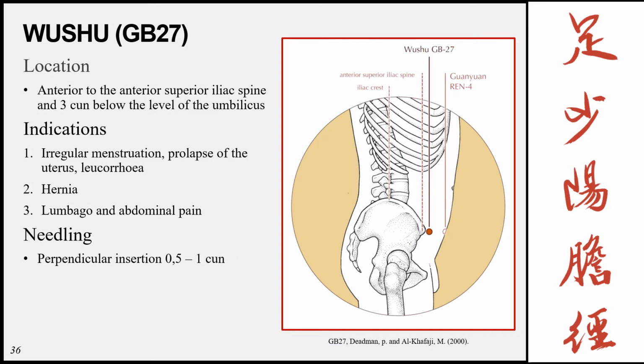The next point is WUSHU, GB27. This point is located anterior to the anterior superior iliac spine. The superior iliac spine is this part here, and we've got to be at the anterior portion, which is here. And then we have to be 3 tsun below the level of the umbilicus. So you're going to go 3 tsun down from the umbilicus, and then you're going to go lateral till you're just anterior to the iliac spine. This point can be used locally for irregular menstruation, prolapse of the uterus, and leukorrhea. It can also be used for hernias, and then lower back pain and abdominal pain. Needling is perpendicular, 0.5 to 1 tsun.